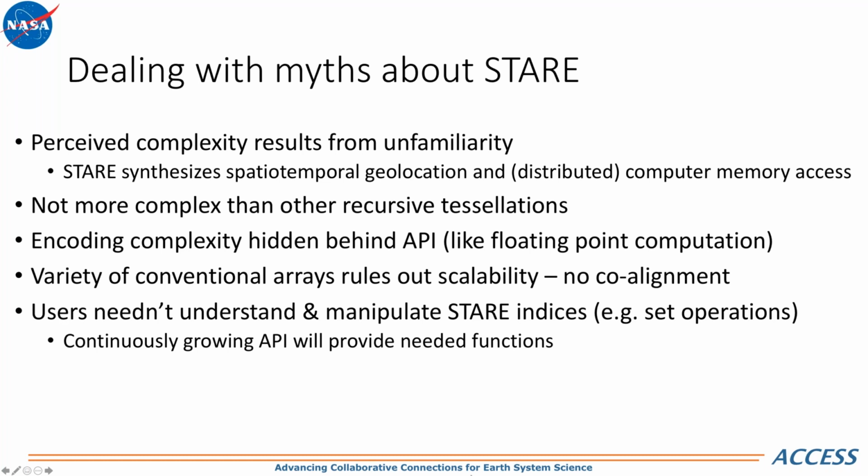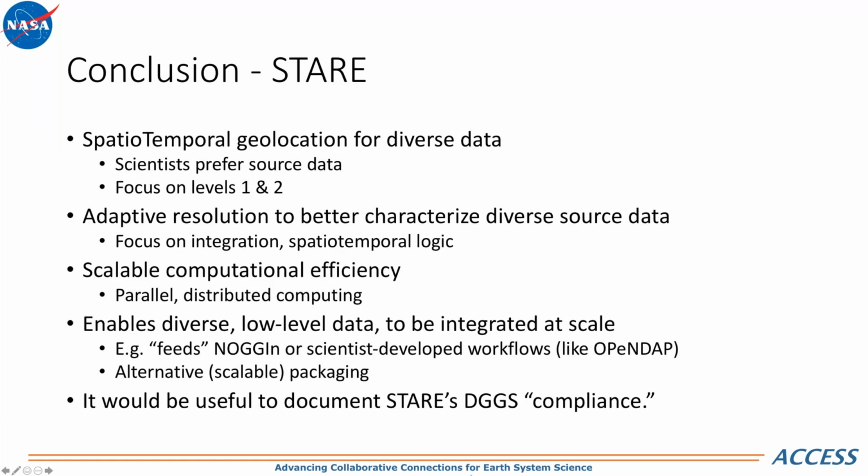So in conclusion, this really just calls back into play the first slide that I put up: STAIR is a spatiotemporal geolocation. We want to be able to scale to both diverse data, being able to handle variety, and also be able to handle volume as well. We really want to be able to bring levels 1 and 2 data to the public and be able to integrate at that low level in a way that doesn't break the bank.